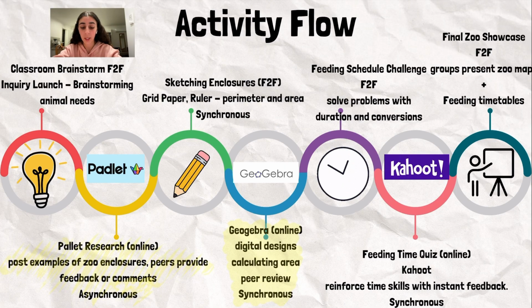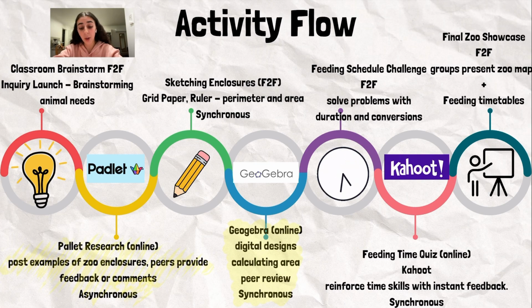AC9M4M02. Activity 4 shifts online again with GeoGebra, where students digitally redesign their enclosures, calculate perimeter and area with precision, and review each other's work in real time. This is a clear example of student-to-student learning, as they critique designs and offer suggestions for improvement.